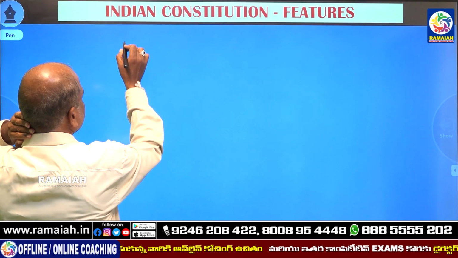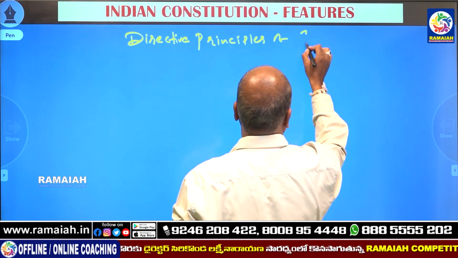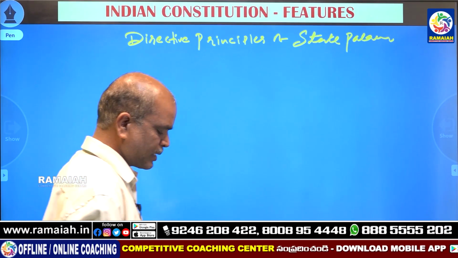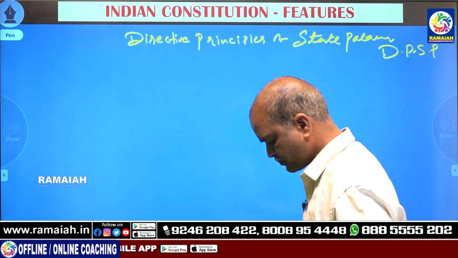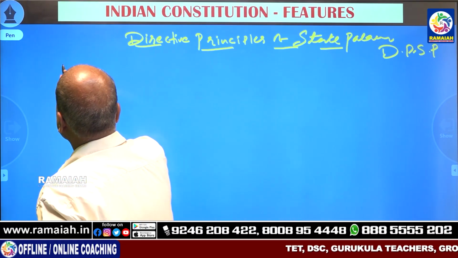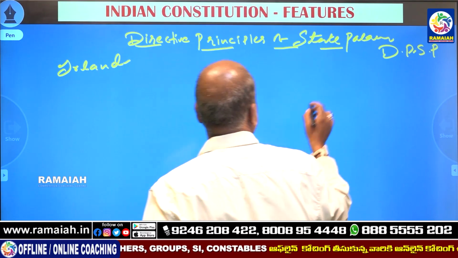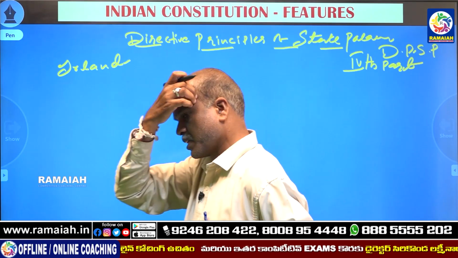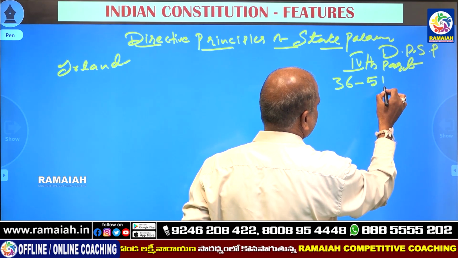Okay. Now, we have to see one more feature, that is directive principles of state policy. DPSP means directive principles of state policy. Our constituent assembly members adopted directive principles of state policy from Ireland. From which country? Ireland. Right? They mentioned them in the fourth part of the Constitution. Fourth part of the Constitution. Articles 36-51.